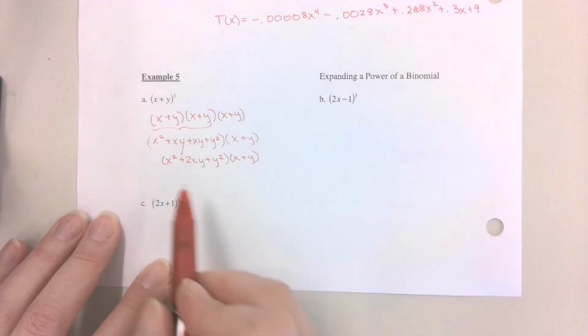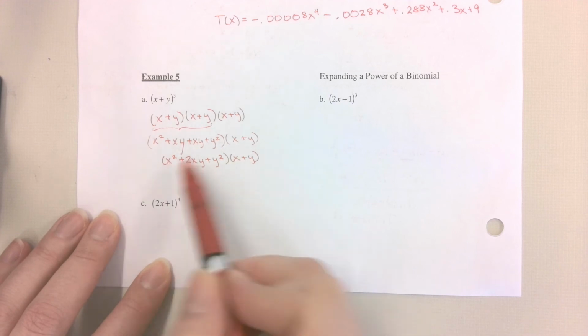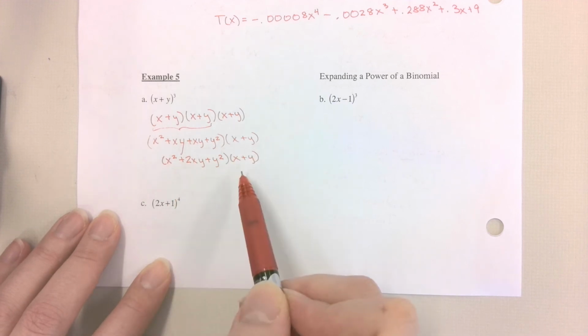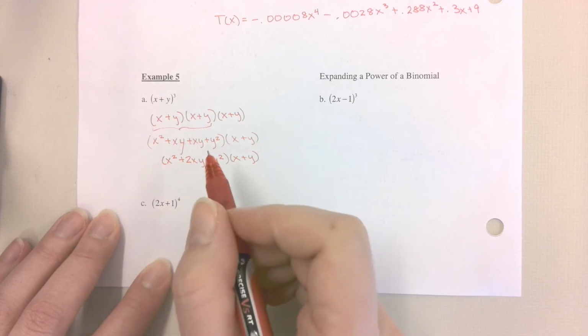Now what I want you to see is I have 3 terms times 2 terms. So you can take the x squared and distribute, and the 2x distribute. I prefer to distribute the 2 terms. So I'm going to work backwards with my commutative property.